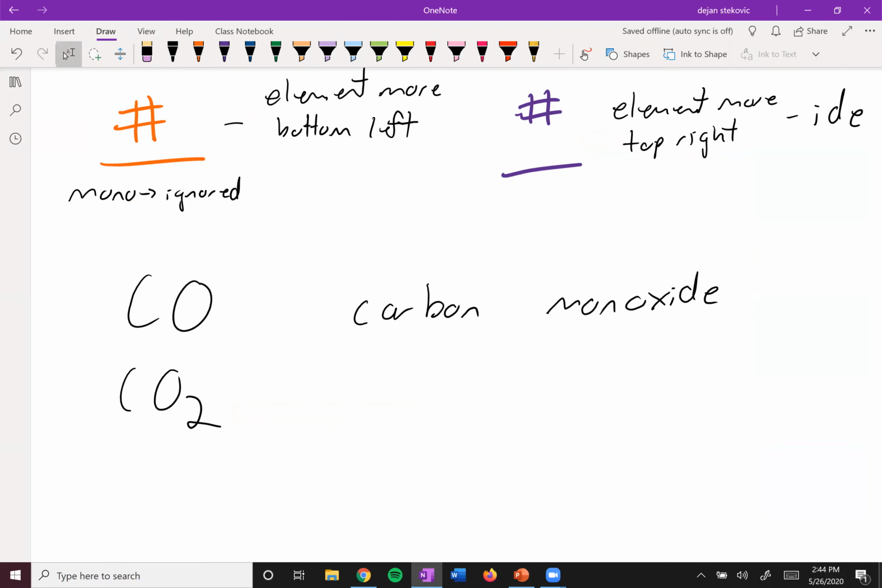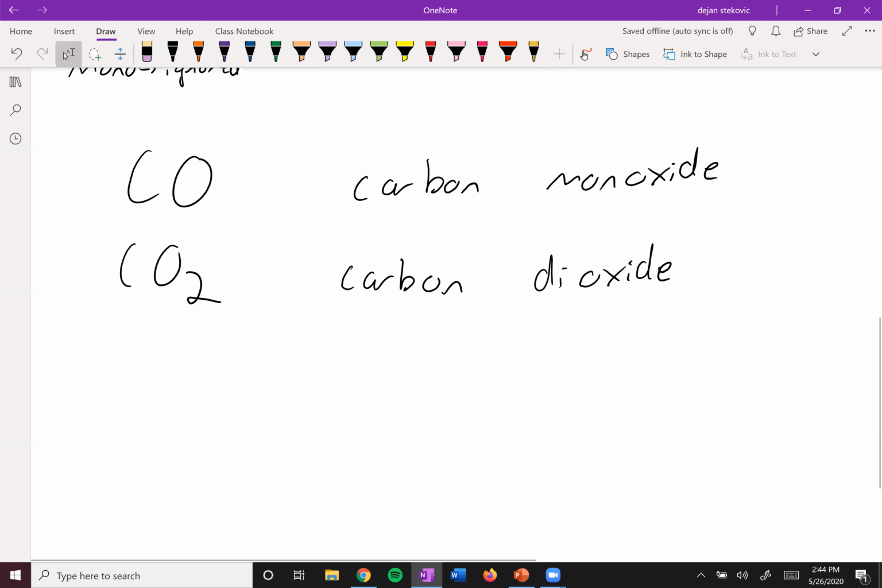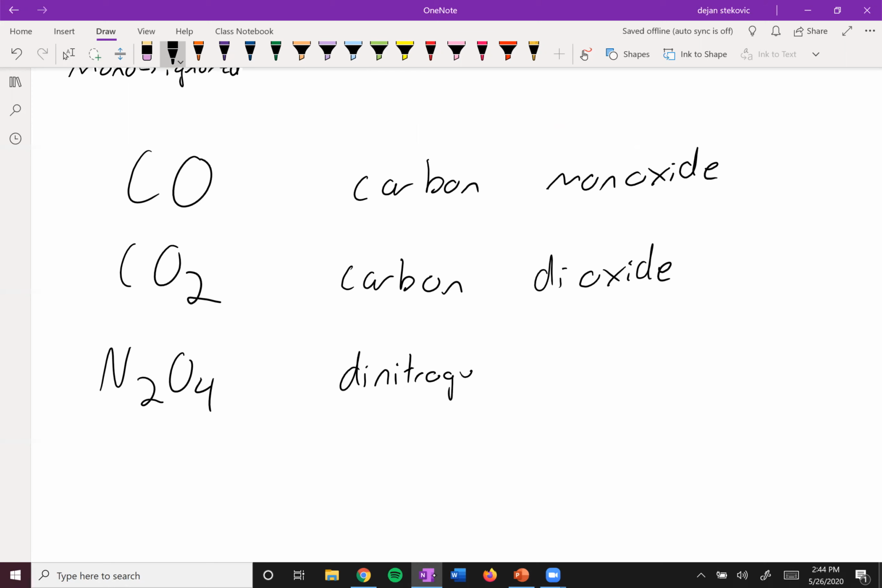Next up here, we have CO2. So again, we ignore the mono on the carbon, but this time we have 2 oxygens, so we would say dioxide, right? So we have carbon monoxide and carbon dioxide. Next up is N2O4. So here we have 2 nitrogens, 4 oxygens. So we say dinitrogen tetraoxide.